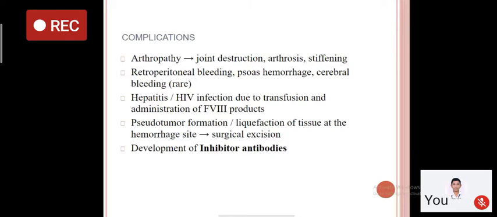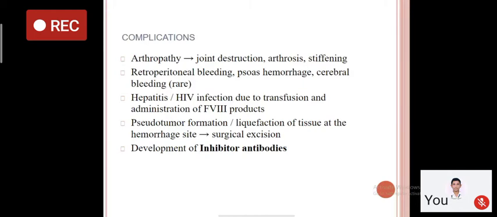Then complications. We have already discussed that there could be hemophilic arthropathy. Then in patients who are having retroperitoneal bleeds or psoas hemorrhages, there could be a limb-threatening situation, or if there is a CNS bleed, the life may also be in danger. Then there are chances of transmission of blood-related transfusion infections like hepatitis and HIV, if the patient is getting repeated blood products like FFPs or the first or second generation factor concentrates.